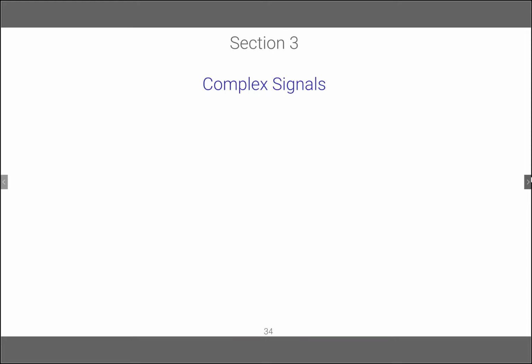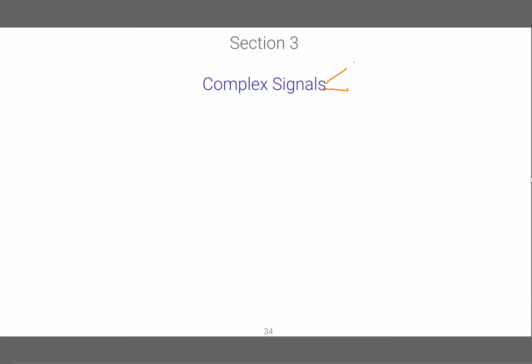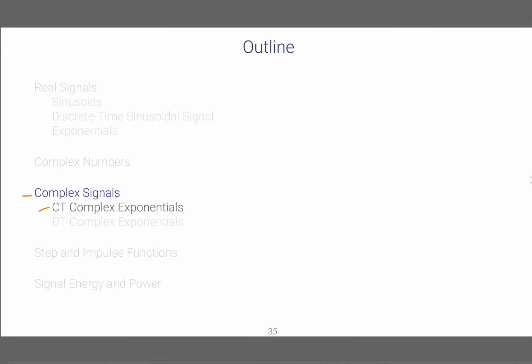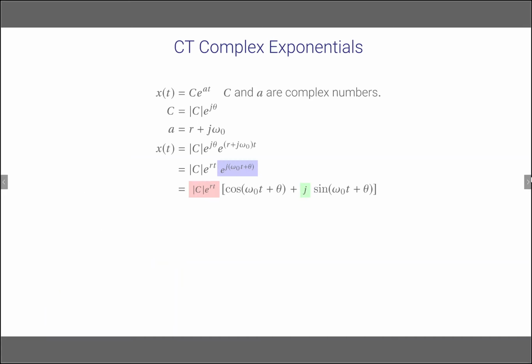Hello everyone. Now we will study about complex signals. Complex signals have a real part and an imaginary part. But when we are plotting, we only plot the real part. So under these complex signals, we will study about the continuous time complex exponentials and discrete time complex exponentials. And after completing the study of complex signals, we will move to study step and impulse functions, then signal energy and power with some examples.